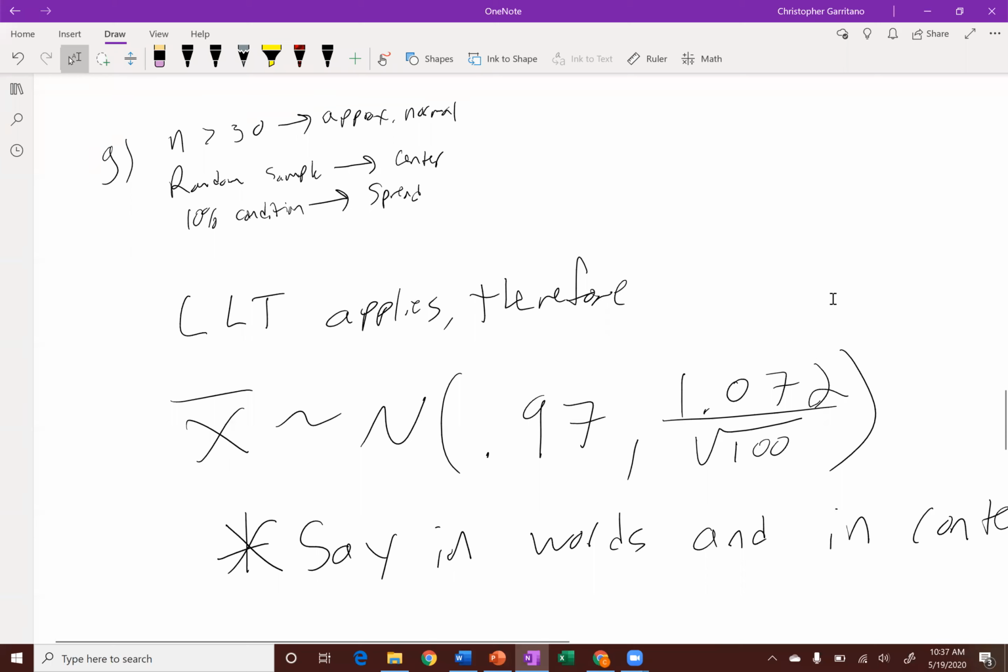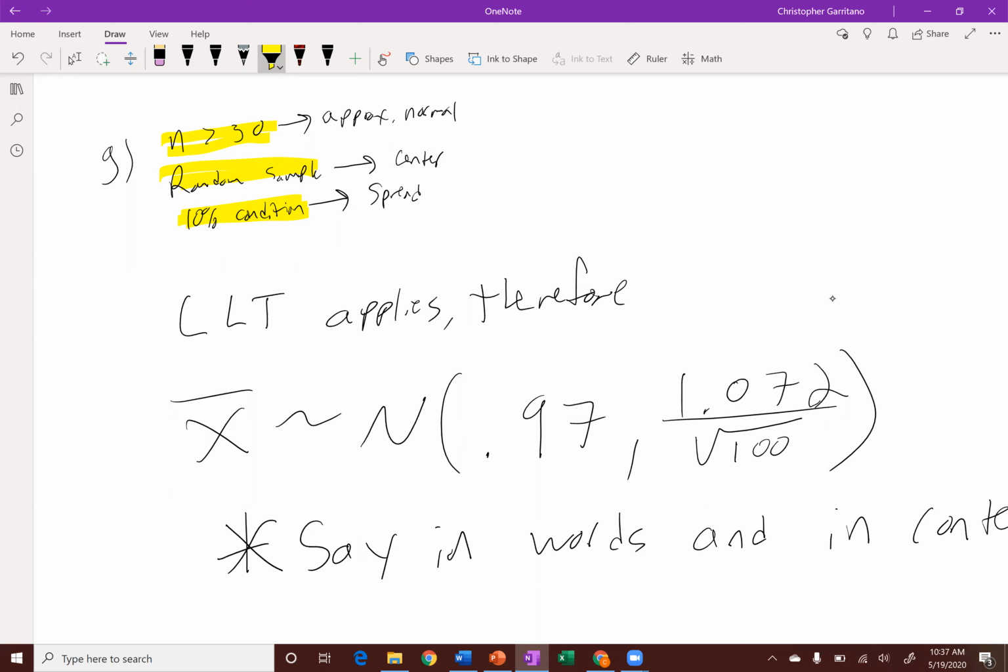I just wanted to add some words to the screen so that you can see exactly what I'm referring to. So the fact is, we would need to check that the central limit theorem applies. And of course, with n greater than 30, the fact that we have a random sample and the fact that we have independent samples, or in other words, the 10% condition is met, that means the central limit theorem does apply.